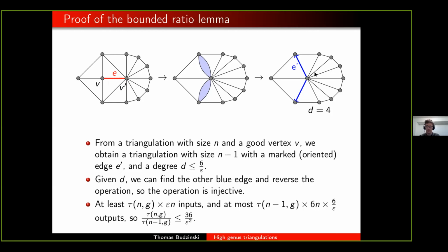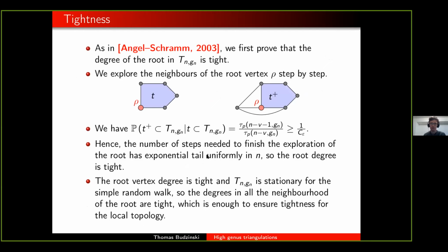and some marked edges. And basically, the fact that the vertex V had a reasonable degree in the beginning implies that there are not too many possible ways to do the same operation backwards, and this proves that the ratio is actually bounded. I'm not going to give all the details. And once we have this result, we can run the same tightness argument as what Angel and Schramm did.